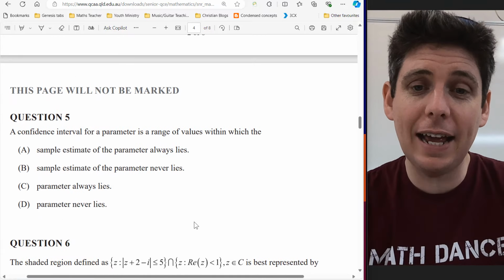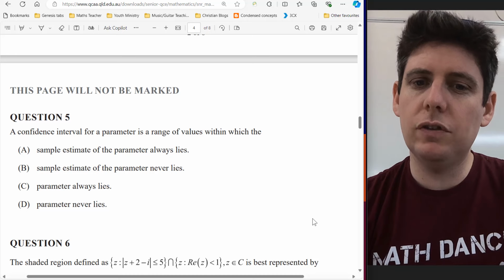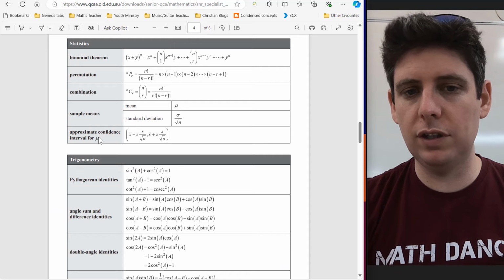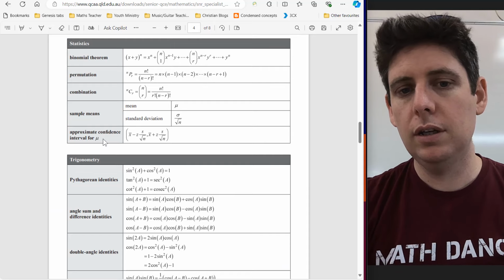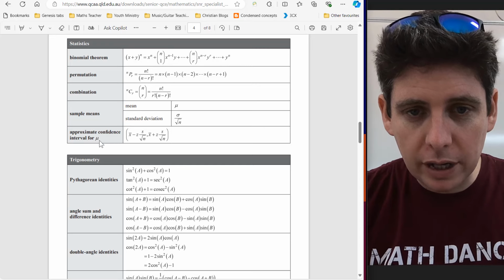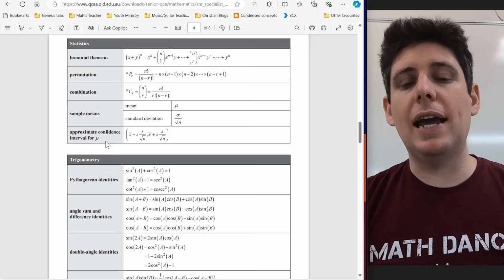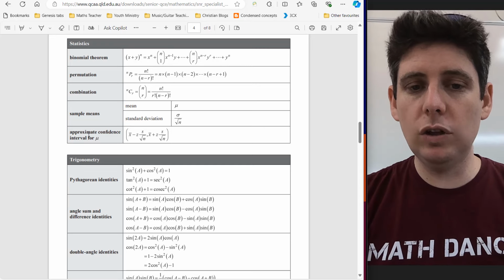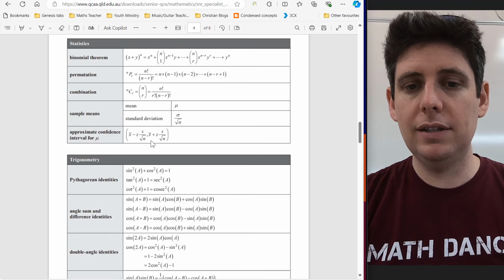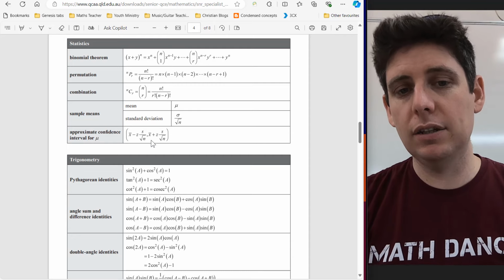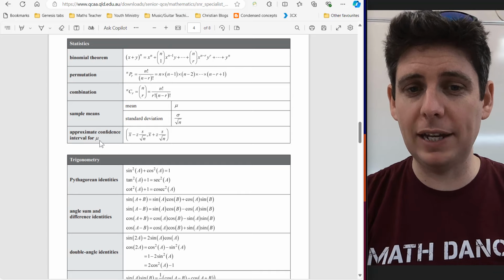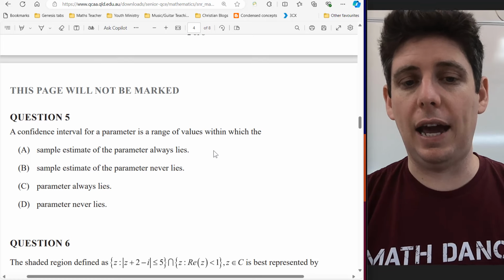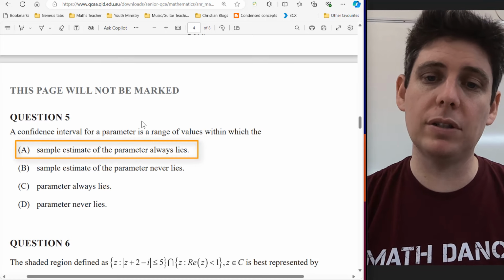All right, question 5. It looks like a stats question. Confidence interval for a parameter. So if you look at your formula sheet, you've got your confidence interval for mu. Now, hopefully you know mu, this little symbol here, is the population mean. X bar is the sample mean. If we look at the confidence interval, the sample mean is always in the confidence interval. We are unsure if the population mean is also in the confidence interval. So the answer is A. The sample estimate of the parameter always lies in the interval.